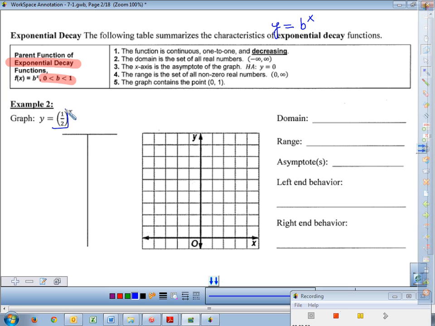So do you see the base right here? Isn't that between 0 and 1? That means it's an exponential decay. Cool? Let's set up a table of values. Same idea. Maybe we'll add more, maybe we won't add more. Those are your basics right there.